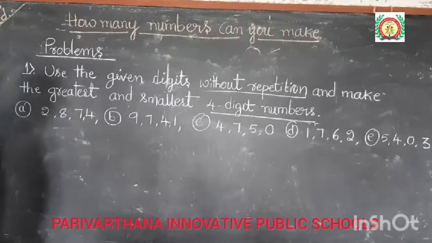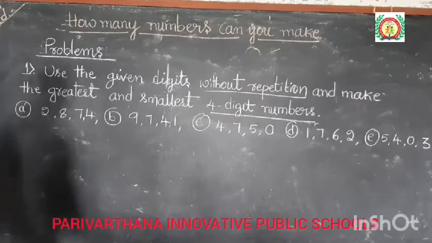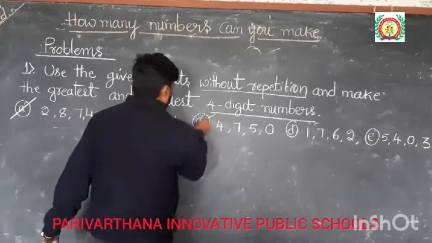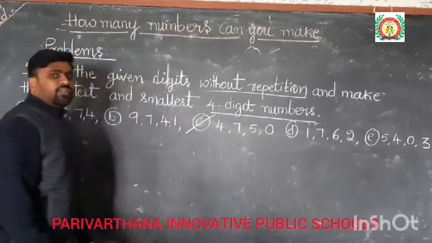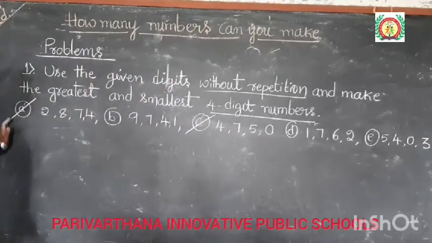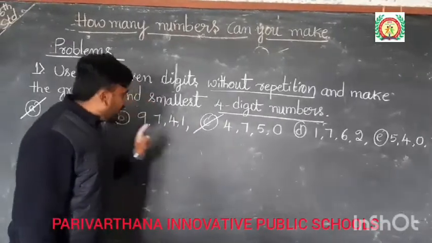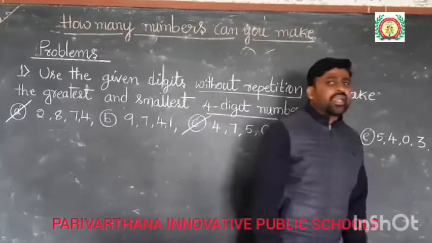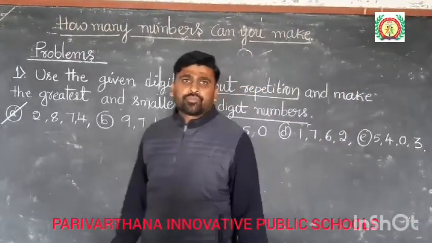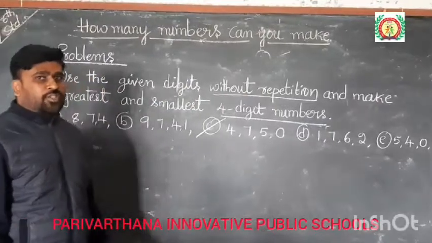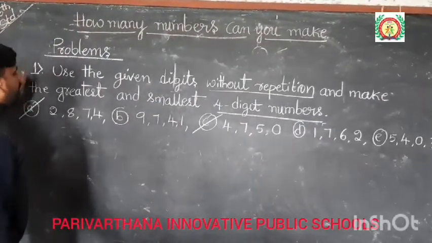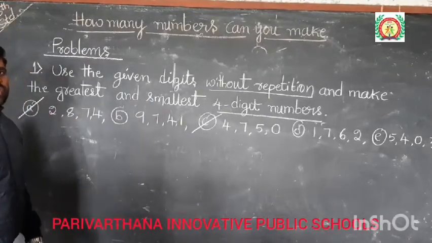Clear? I will show 2 problems, only 2: A and another one is C. I will show the first problem A and the third one C. The remaining B, D and E are homework. Understood? The remaining 3 problems are homework. In homework, write the heading, problem, first main, and like that you have to write.